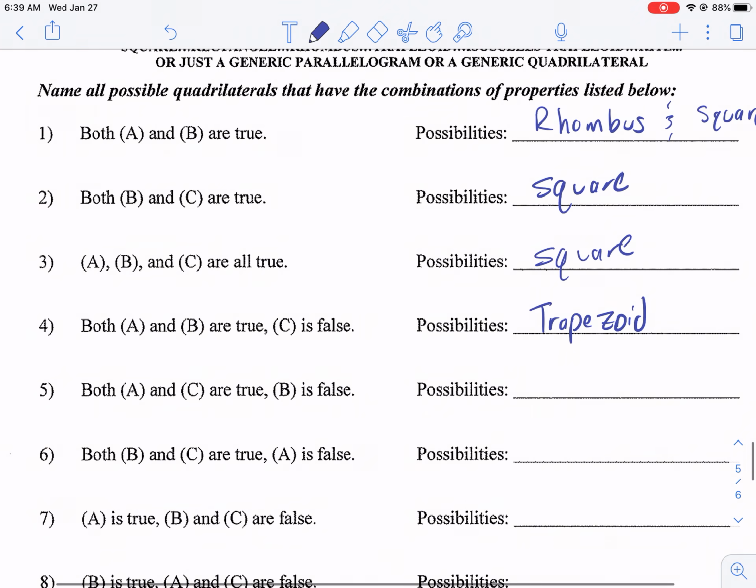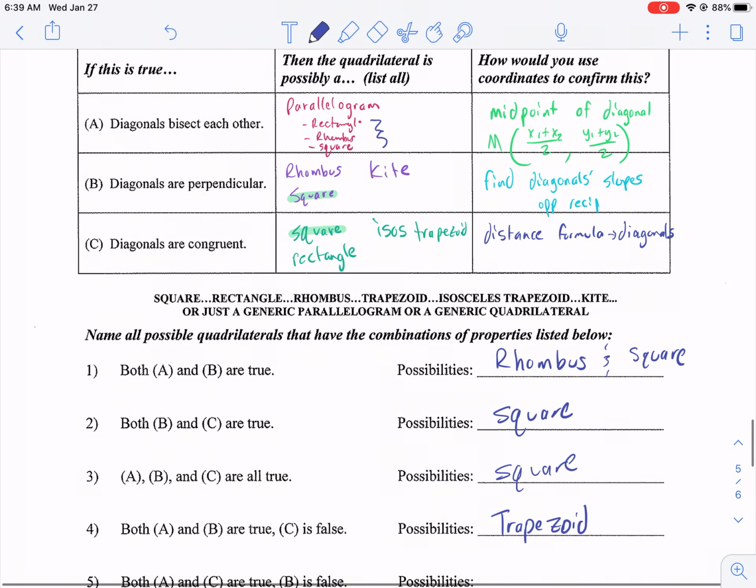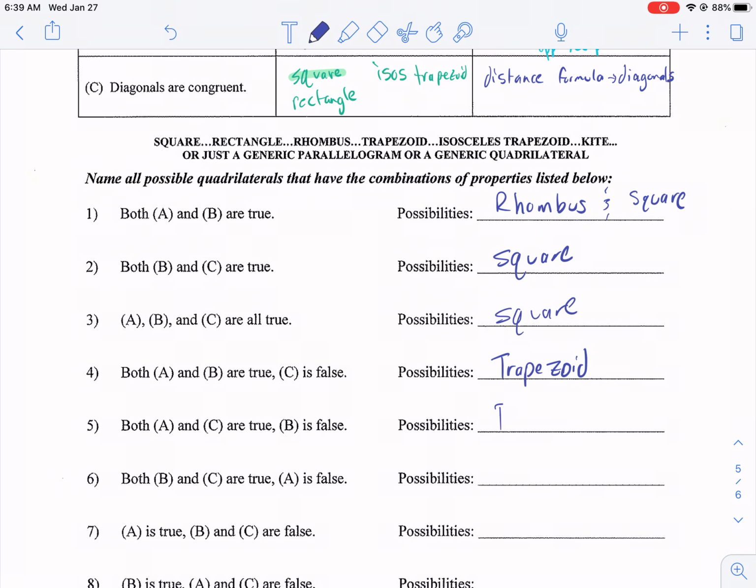Okay, A and C are true. B is false. So we're just looking for A and C. It's not square because square also has B true. A and C. Okay, it looks like rectangle is going to be our answer there.